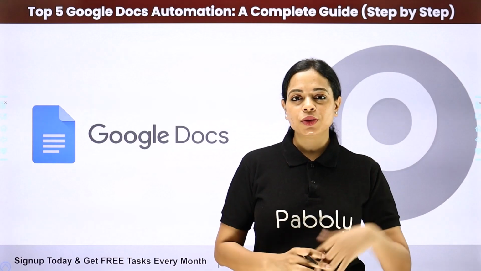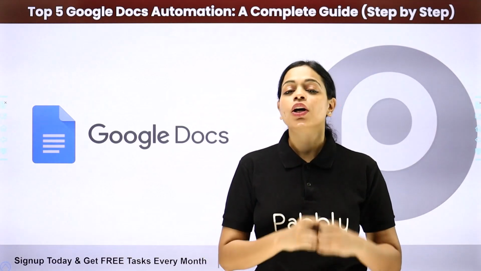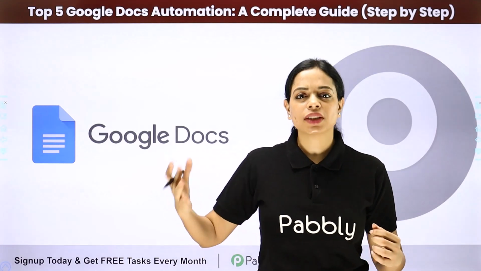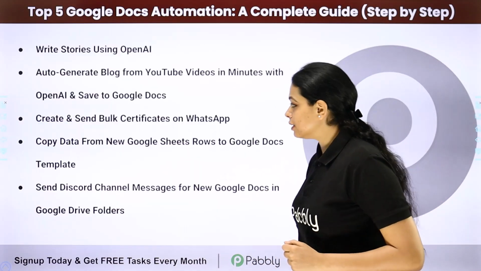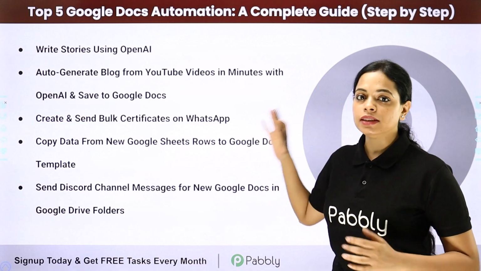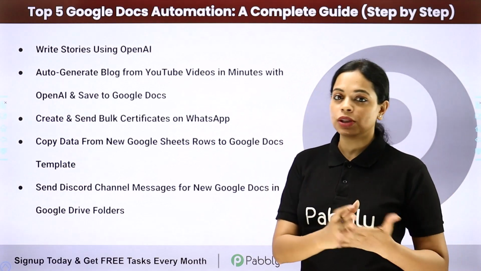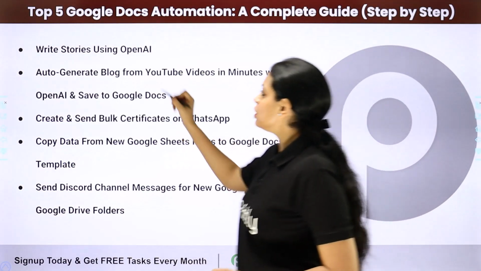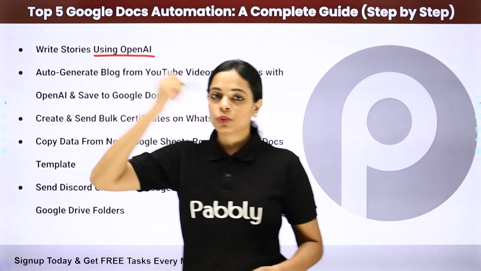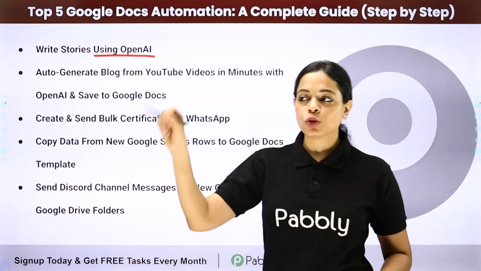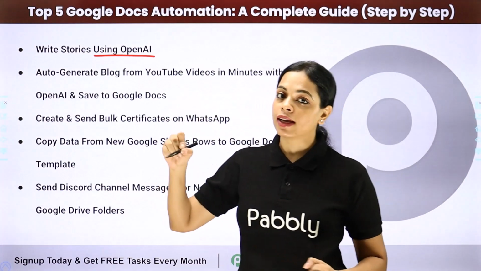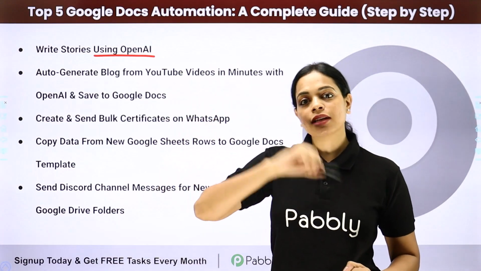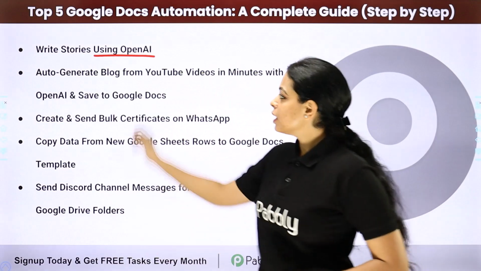So you want to integrate Google Docs with Google Sheets or with Slack, Discord, WhatsApp, Facebook, etc. How can you do that? Let's understand that. These are the most popular integrations when it comes to Google Docs. Write stories using OpenAI. OpenAI generates these stories for you, and then automatically a file is created in your Google Docs and a folder where it is saved.